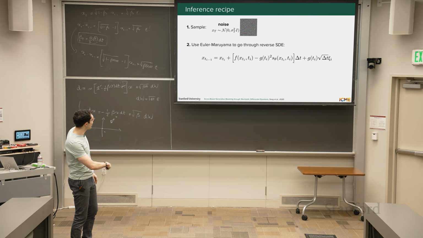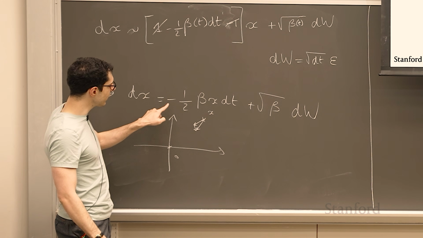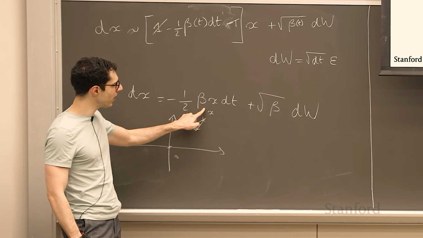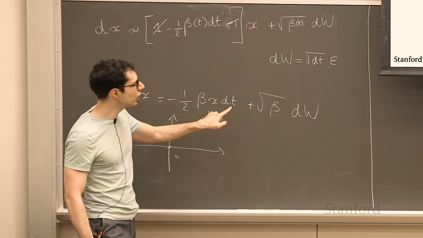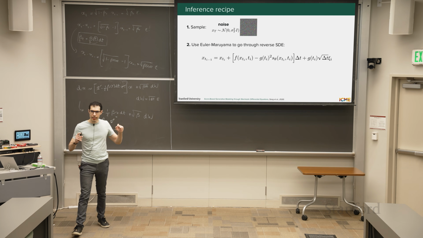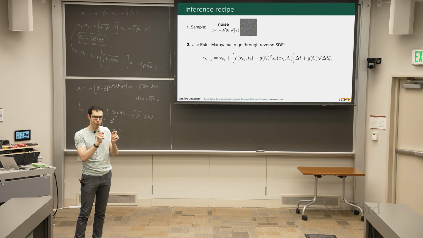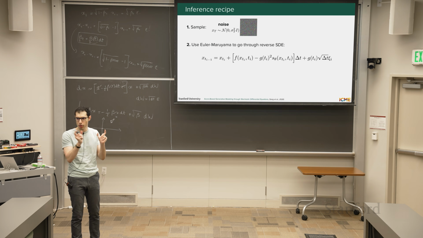So the question is, what is f(x,t), what is g? These are the coefficients that are here. For instance, in this case, f(x,t) is minus half of beta times x, and g is square root of beta. This is for the forward, but these f and g are the same in the forward and the backwards.